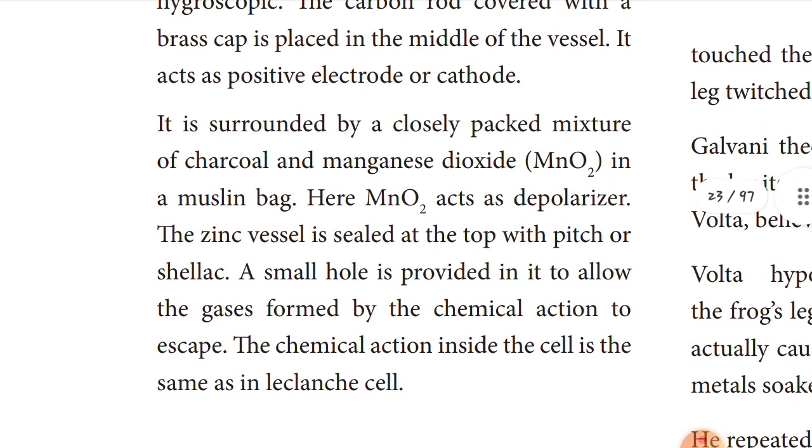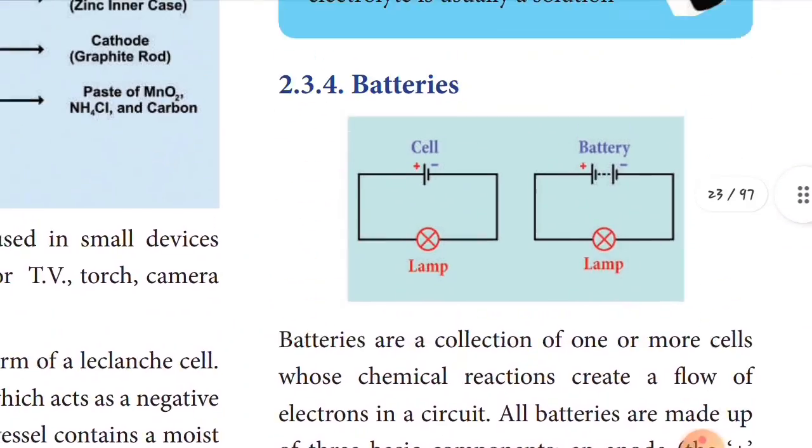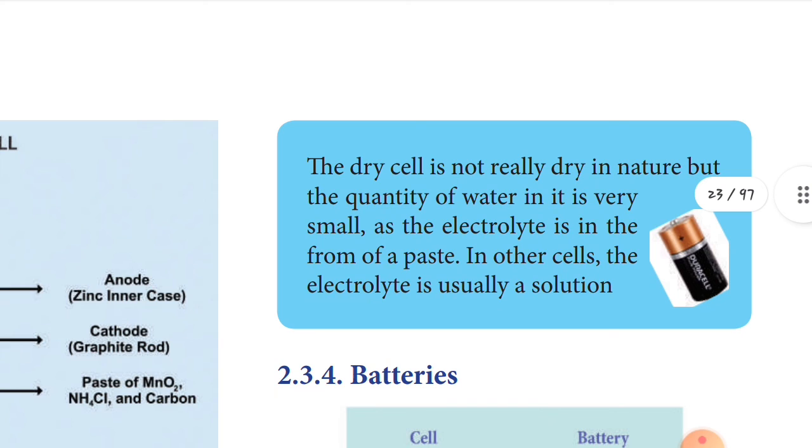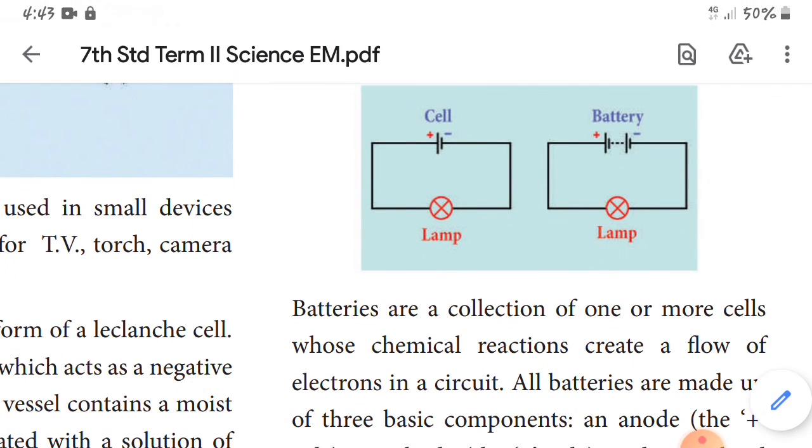A small hole is provided to allow gases from the chemical reactions to escape. The chemical reactions inside the cell are the same as in the Leclanche cell. Okay, fine. And here the dry cell, children, is not really dry in nature, but the quantity of water is very small. Here the electrolyte is in the form of a paste. See this battery, children.